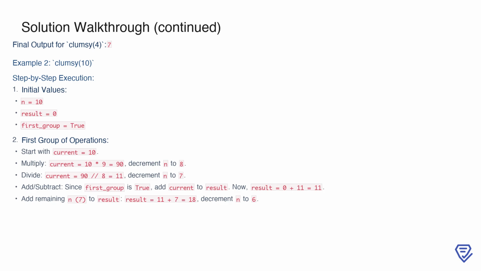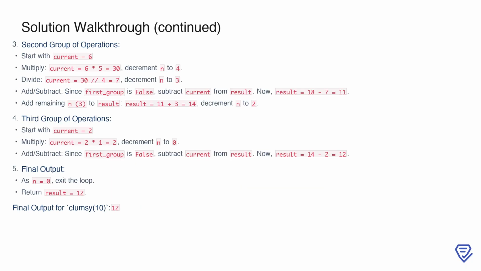Now, let's analyze the process for clumsy 10. We start by initializing the variables. N is set to 10, result is 0, and first_group is again set to true. In the first group of operations, we begin with current equal to 10. Multiplying it by 9 gives 90, and dividing by 8 results in 11. Since this is the first group, we add this current value to the result, updating it to 11. Then, we add the remaining value of n, which is 7, to the result, making it 18. At this point, n is decremented to 6, and we move on to the next group of operations.